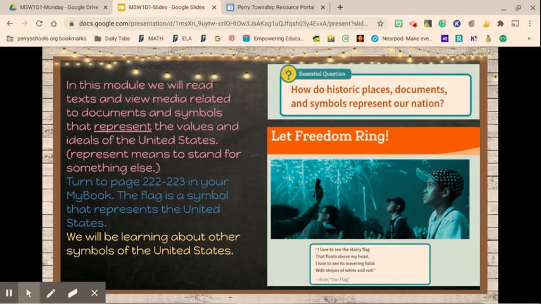Turn in your book to page 222, 223, and I'm going to read over what's on here. The flag is a symbol that represents the United States. We will be learning about other symbols of the United States. So as we're reading this, I want you to think about how historical places, documents, and symbols represent our nation. At the bottom of the page with the picture, it says, I love to see the starry flag that floats above my head. I love to see its wavering folds with stripes of white and red.